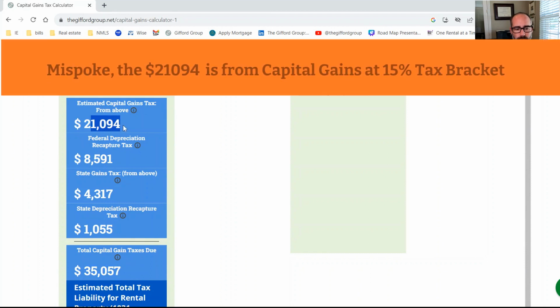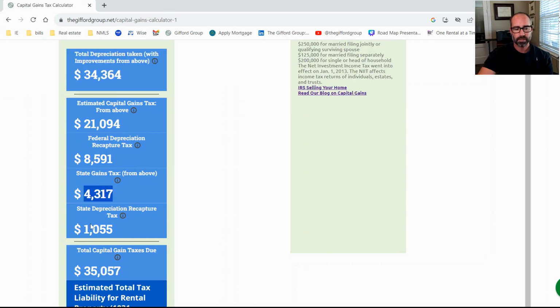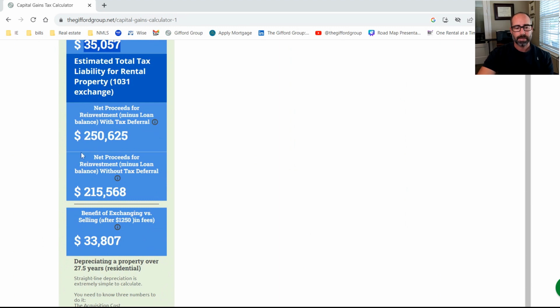So this is the 21 from the depreciation we took, and then you got the 8 from federal recapture, and you got your state recapture. So the total of that is $35,000 in taxes due. And then this is the kind of cool part.